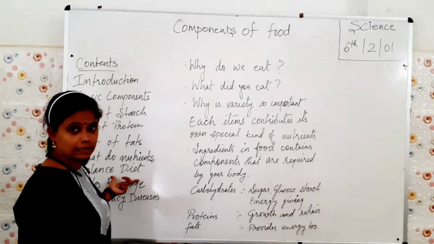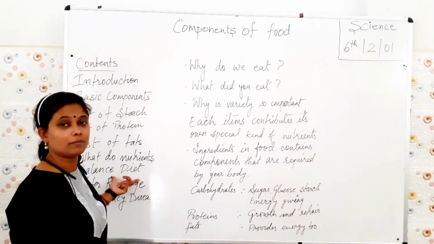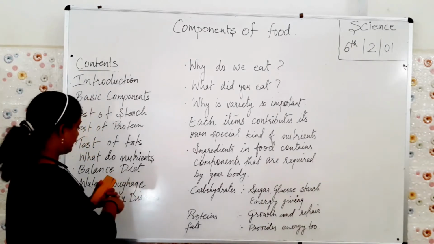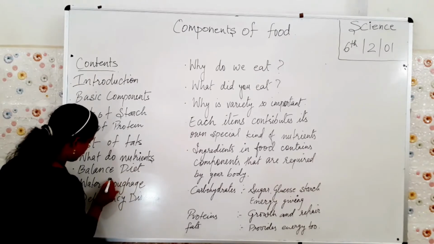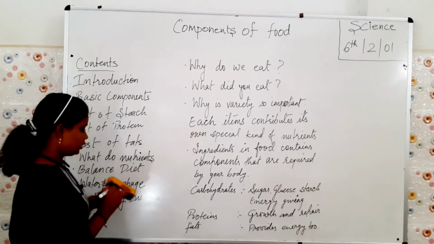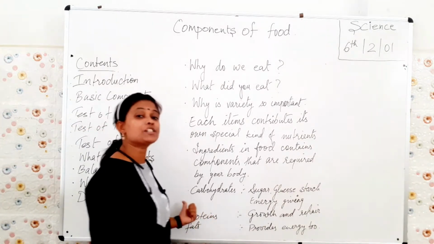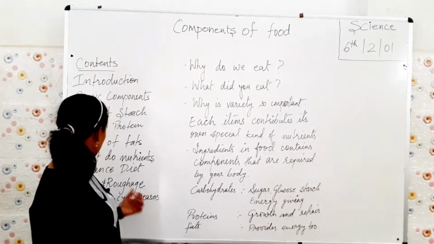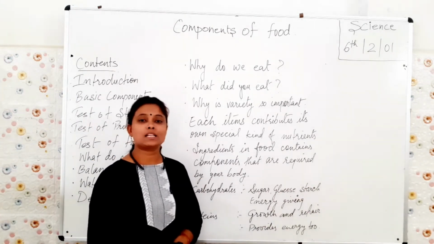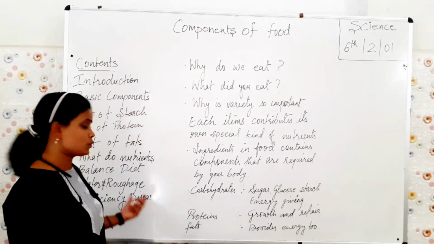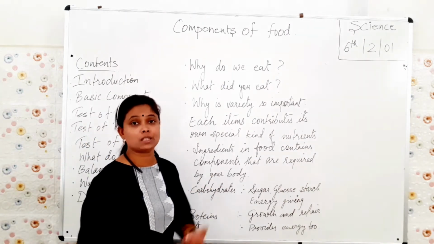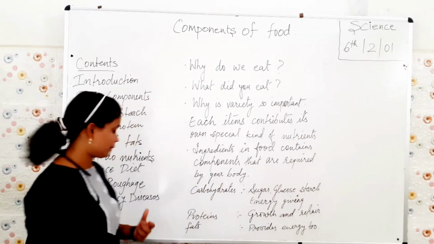Next, a balanced diet. I have discussed with you what the balanced diet is. Still, we are going to study it in depth. Now, what is water and roughage? Roughage is the dietary fiber. We'll study it soon. And water. You know that 70% of our body is made up of water only. So it is very important for the passage of all the raw materials, all the food which we eat.